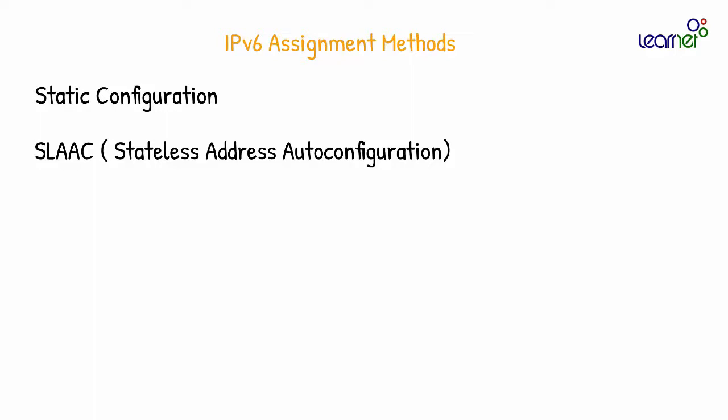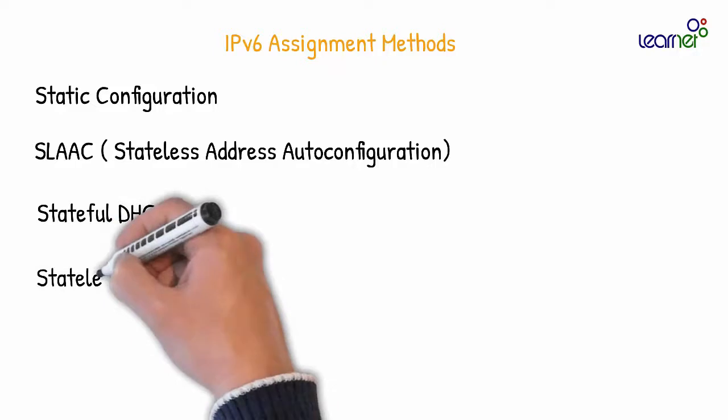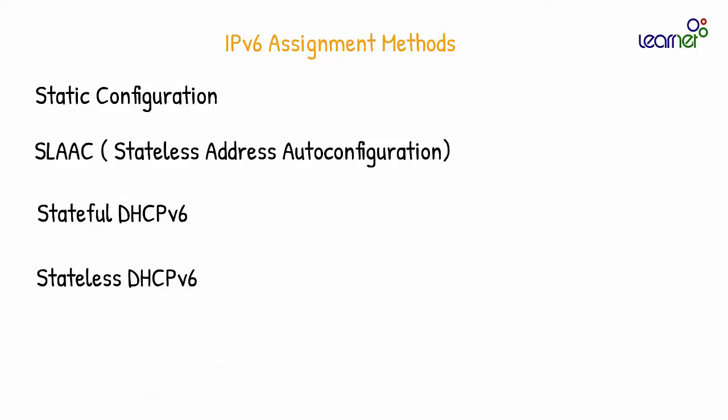The other way is stateful DHCP version 6, which is just like IP version 4. We create a DHCP server and we assign IP and other parameters to the hosts via a DHCP server. And the last one is called stateless DHCP version 6. In stateless DHCP version 6, hosts get their IP addresses with the SLAAC method and get the other parameters other than the IP, like TFTP server, NTP server, or whatever, from the DHCP server.